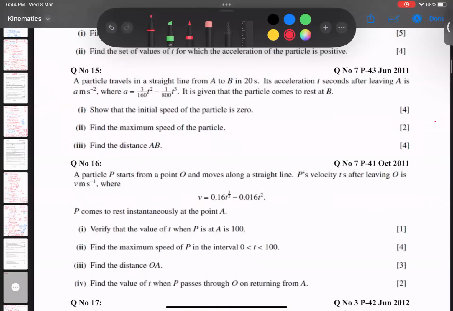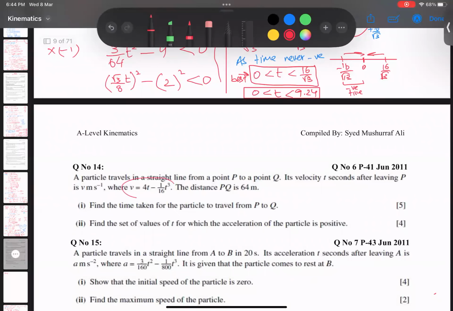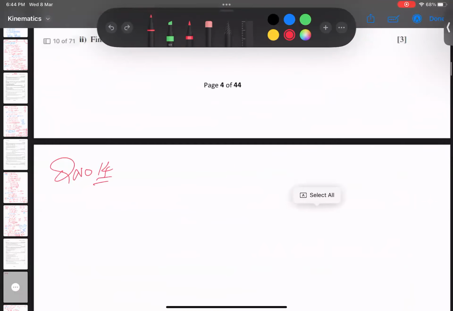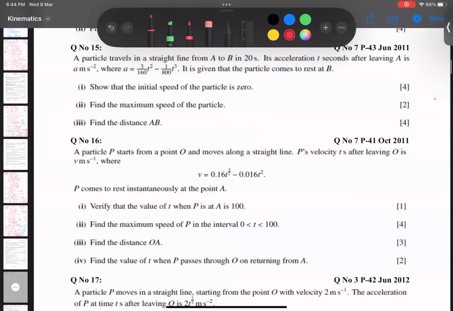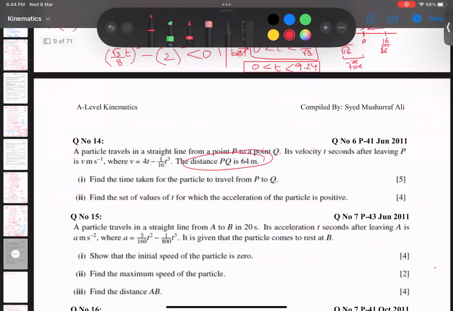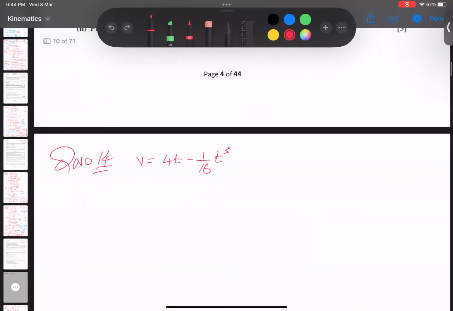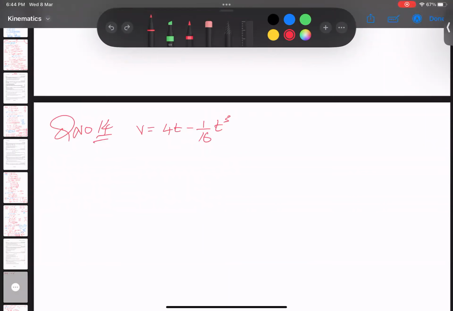So question number 14. We have a given velocity, 4t minus 1 over 16 t to the power 3. And what is it saying further? The distance of PQ is 64, and find the time it reaches Q, 64. So as I said before, I can do it in two techniques. You know it very well.